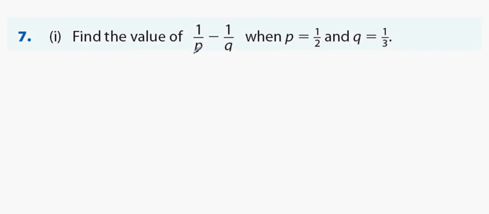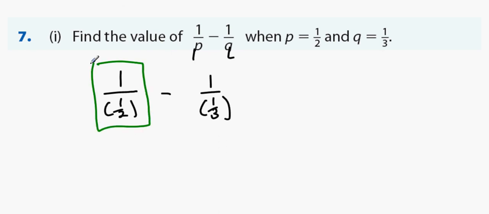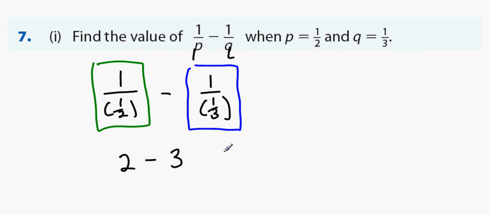Next one, 1 over p divided by 1 over q. Find the value when p is a half and q is a third. So it's going to be 1 divided by a half, divided by 1 divided by a third. Now, all you've got to do, guys, is just put this green part into your calculator exactly as it looks. Put the blue part into your calculator. Your calculator figures out that this is the number 2, this one here is the number 3. 2 minus 3 gives you minus 1.